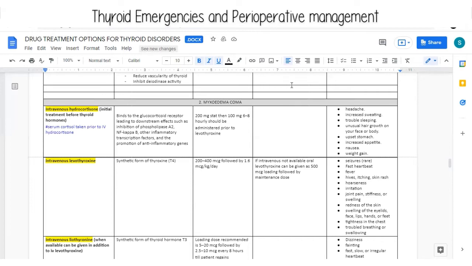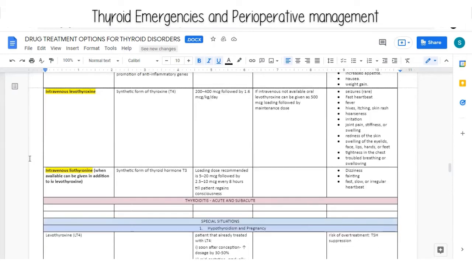The next treatment, which should be given after the intravenous hydrocortisone, is intravenous levothyroxine. It is a synthetic form of thyroxine which is given intravenously. The dosage requirement is 200 to 400 mcg followed by 1.6 mcg per kilogram per day. If intravenous levothyroxine is not available, oral levothyroxine can be given as 500 mcg loading followed by a maintenance dose.